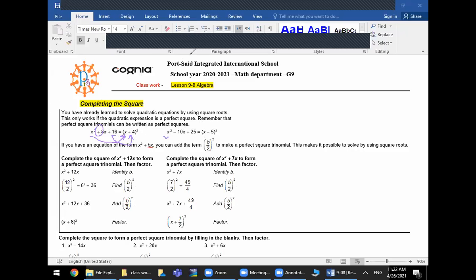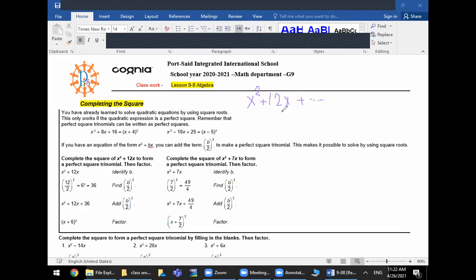Now we have a trinomial and we are looking for the third term. How? We have x to the power of 2 plus 12x plus how many? So how can we solve this question? x to the power of 2 plus 12x plus how many? How will we find the third one?